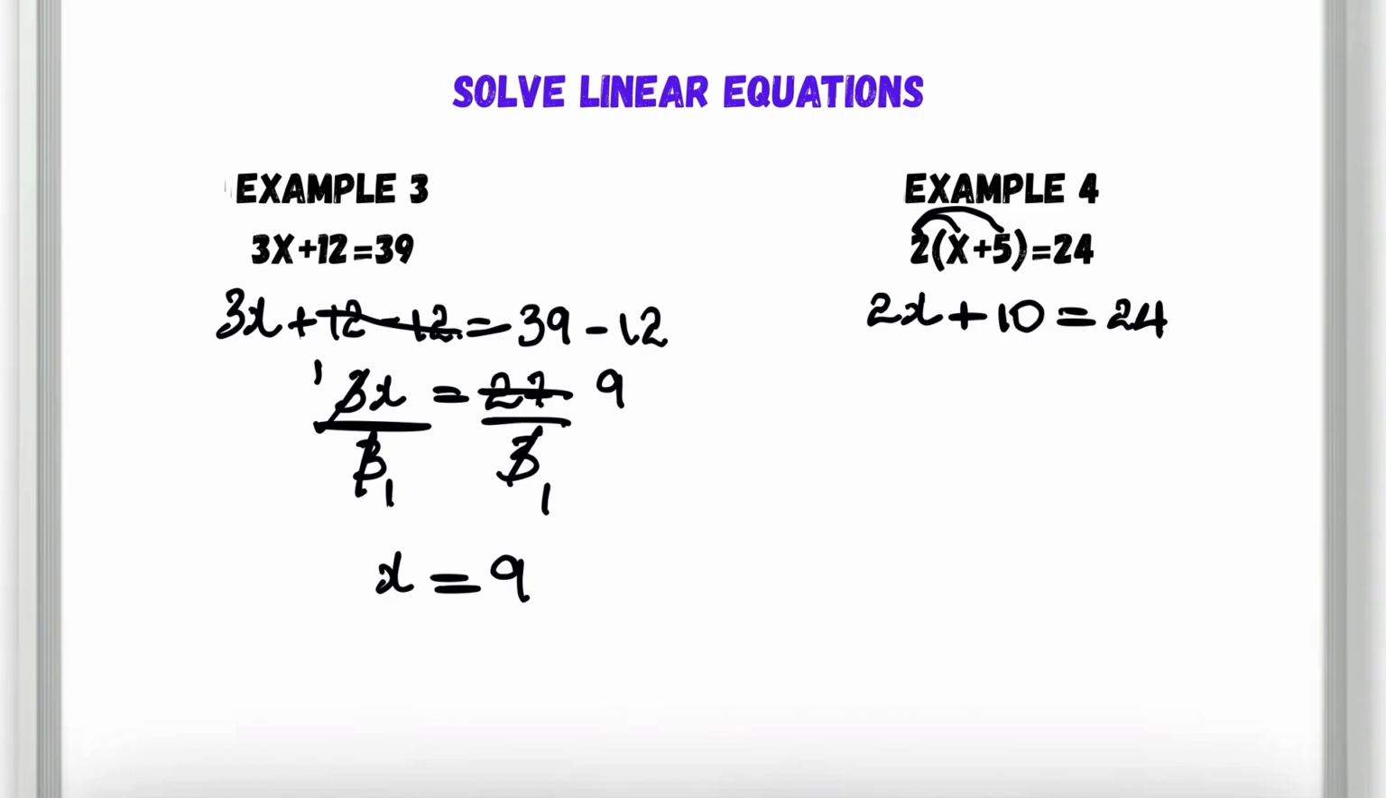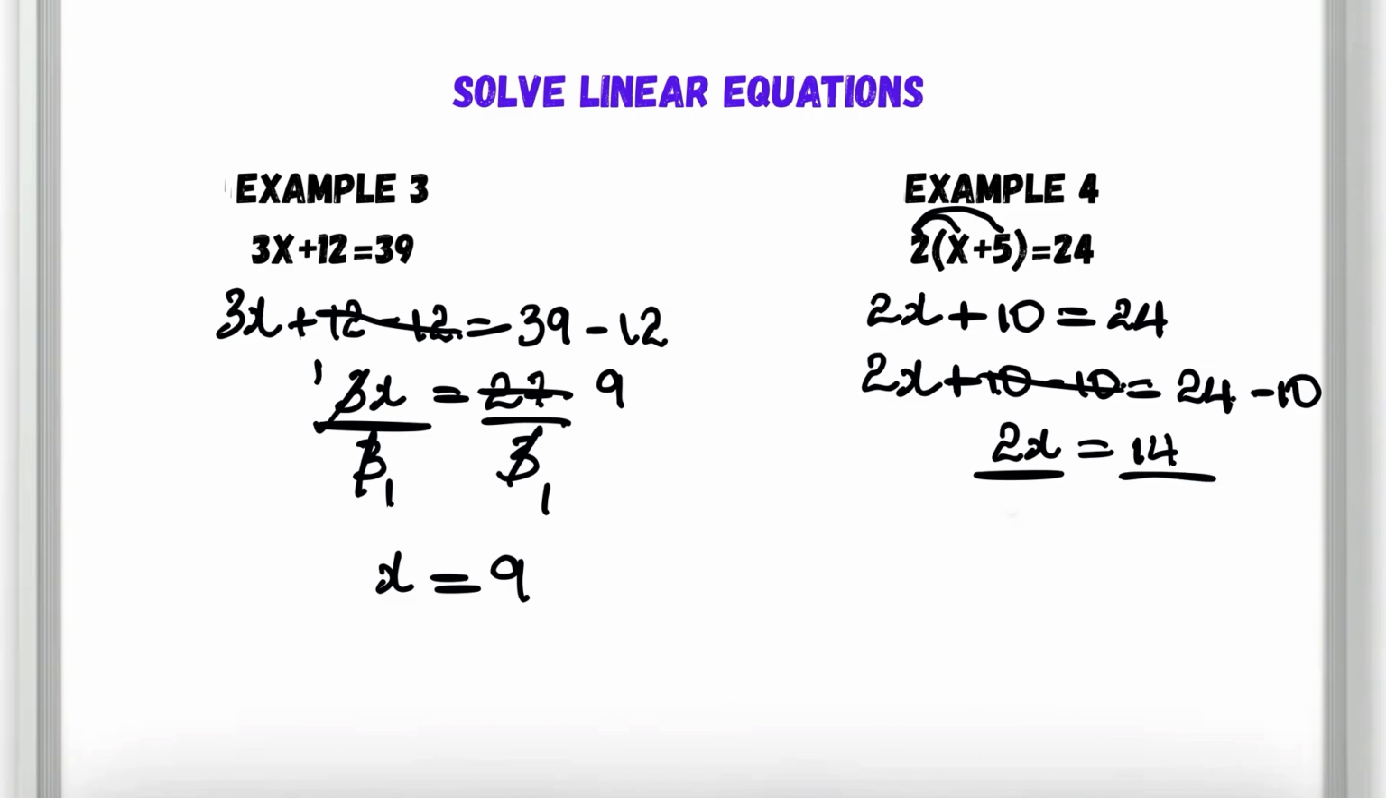Now, we still have to get, the aim is to get x by itself. So we're going to have 2x plus 10 minus 10 is equal to 24 minus 10. Now, this would be gone. So we're left with 2x is equal to 14. We're now going to divide through by 2.